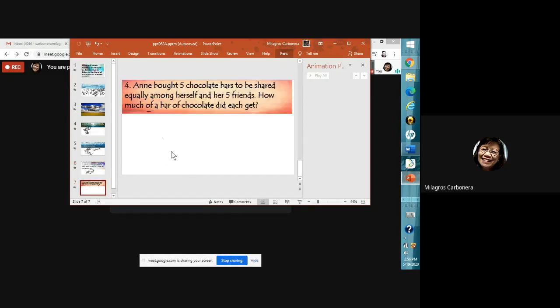Okay? Now let's move on to the last problem. The last problem says, she bought 5 chocolate bars to be shared equally among herself and her 5 friends. How much of a bar of chocolate did each get? Think of the question. How much of a bar? Meaning to say it is just part of a bar. Okay? And what is to be divided here? What do you think are the two given numbers?